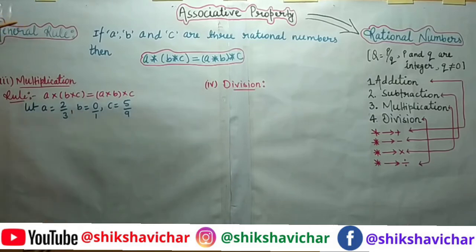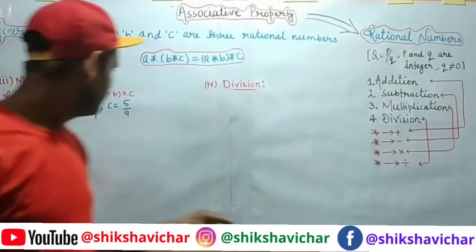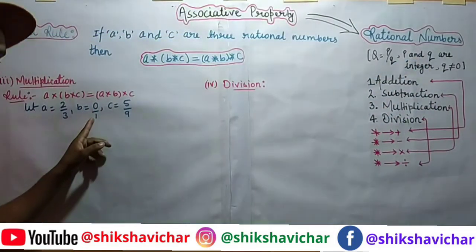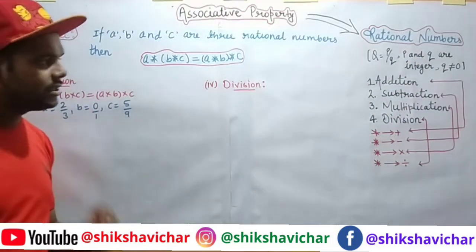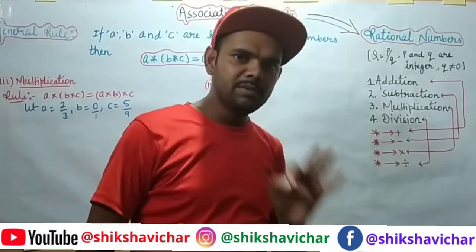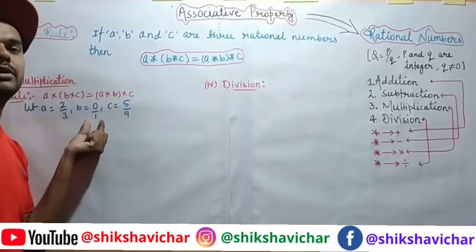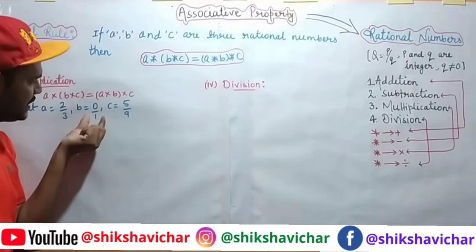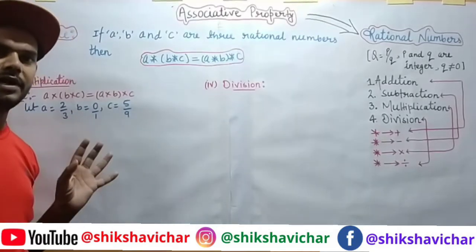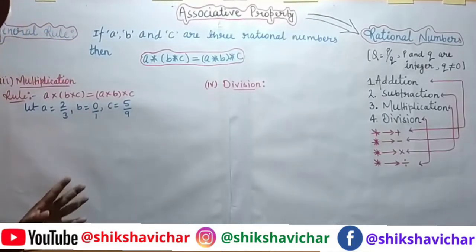Here we can check the definition. The definition says that p and q must be integers, both are integers. And the third condition is that q should not be equal to 0. That means the denominator should not be 0, and that is 1, which is not equal to 0. So all the conditions of the definition are satisfied here. That means 0 is also a rational number.